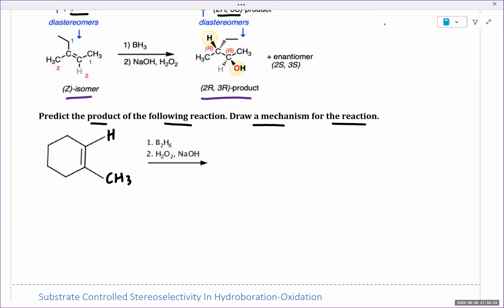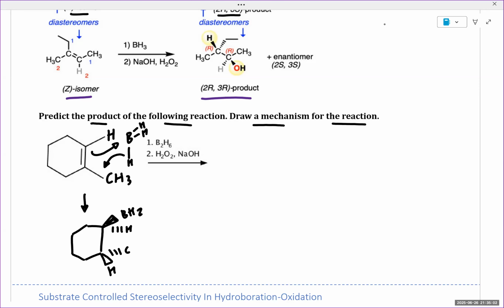Okay, so first things first, we end up with concerted addition of boron and hydrogen. The boron is installed at the most substituted carbon. The hydrogen's installed at the least substituted carbon. The addition occurs with syn stereochemistry. So the boron and the hydrogen atom end up on the same face.